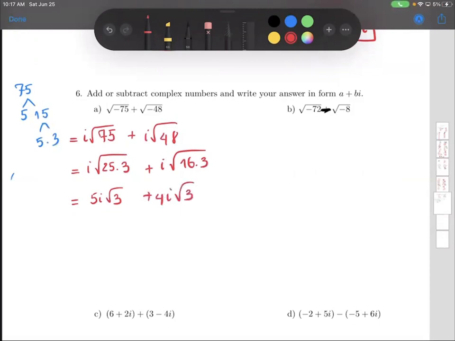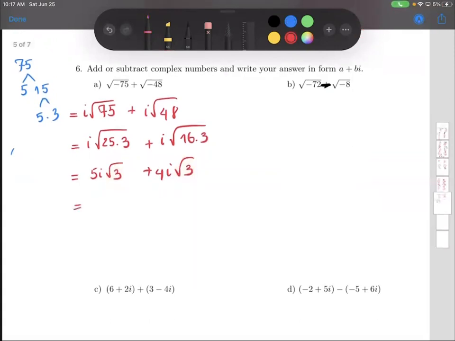Are they like terms? Yes, right? They both have root 3 here. All you have to do is add the coefficients, right? So 5i plus 4i, that's 9i root 3, or better yet, 0 plus 9 root 3 times i. Make sure you put the i not under the square root. Right.